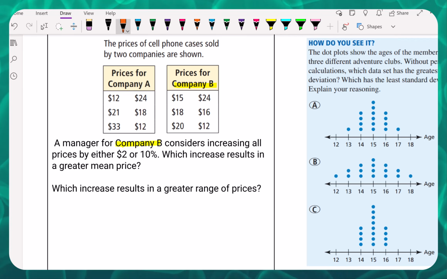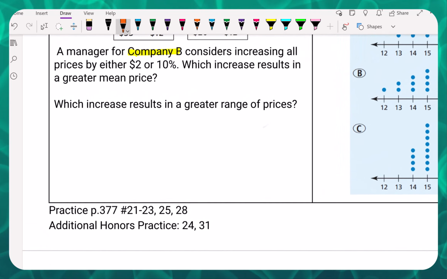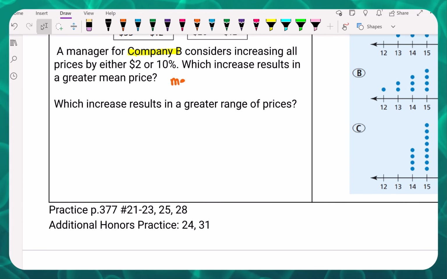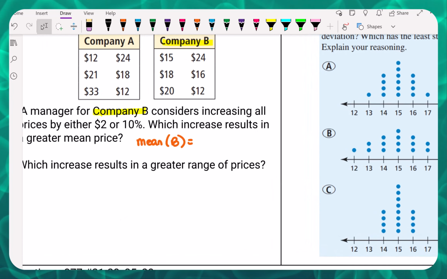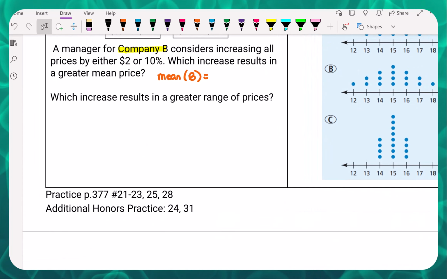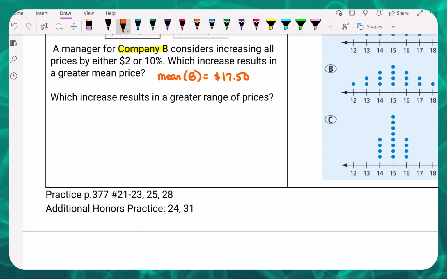So what I'm going to do is work here and figure out the actual mean of company B before I do anything to it. So if you just go to Desmos and type in all the information for company B and you say the mean of B, you wind up with $17.50, okay? So let's get to the question. Which increase will result in a greater mean price?